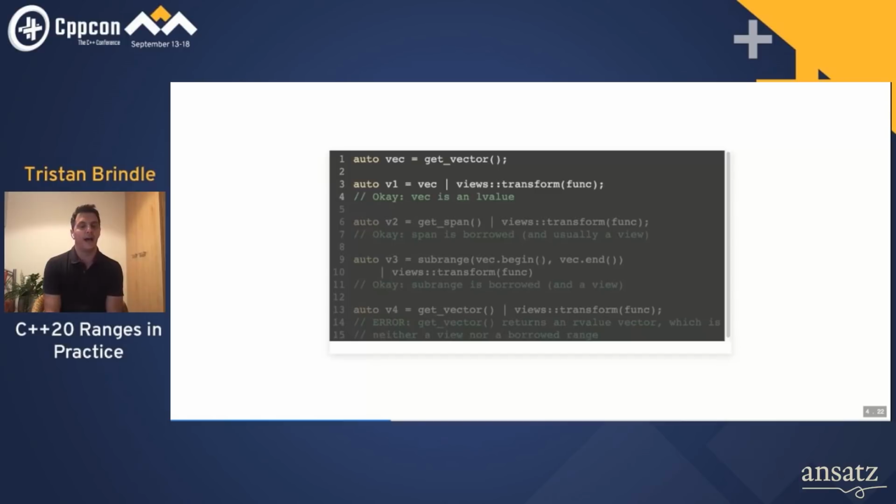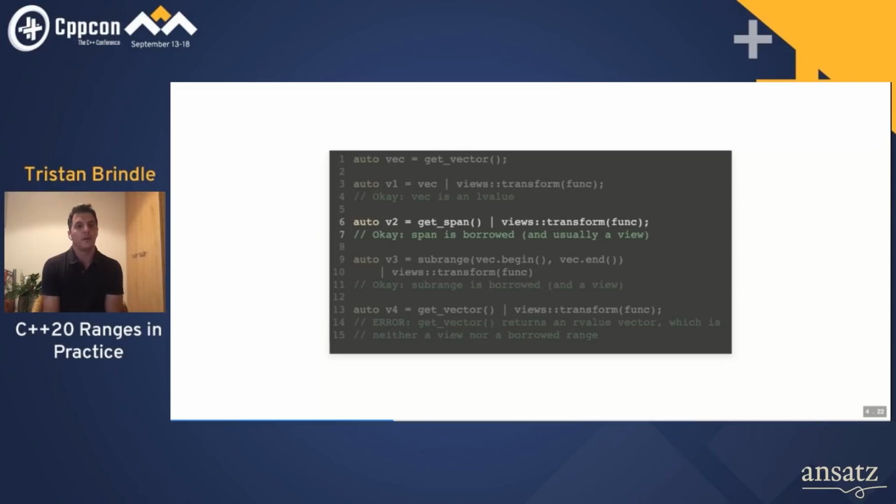So we've got our L-value vector called vec, and here it's an L-value. It's got a name, it's an L-value. So I can just pipe that into views transform, and this is going to work just fine. Vec is an L-value, therefore it's a borrowed range, therefore it's viewable, therefore I can use it with views transform.